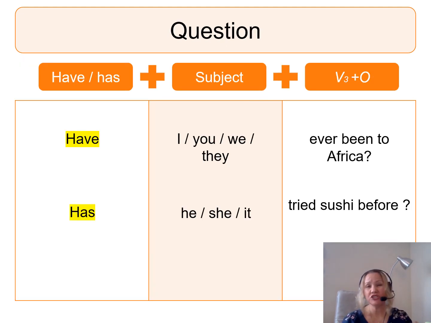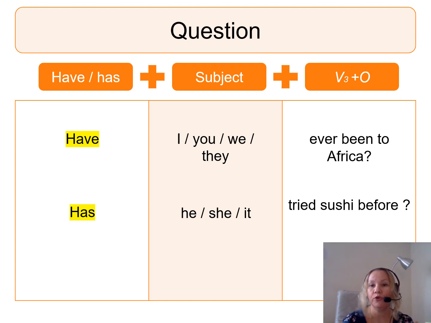To make a question with present perfect tense, it's quite basic. We put the auxiliary have and has at the beginning of the sentence. Have you ever been to Africa? Or has he tried sushi before? Sometime in his life. So put have, has at the beginning of the sentence, and then the subject, and then the object.